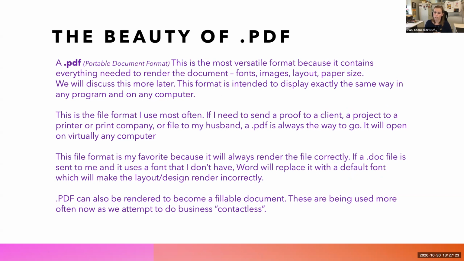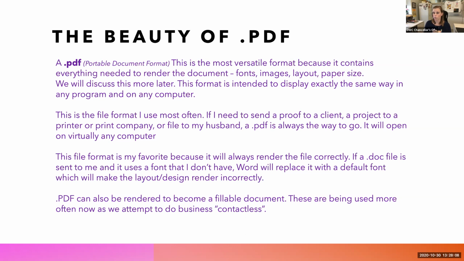So when they double click on that, it'll show exactly how it's supposed to show on any computer with no problem at all. It is the file format that I send for proofs for clients, for projects. If I want to send something to my husband to look at, it will open on pretty much anything. And now you can even open them on most phones. So the .pdf is always a great way to go. Word used to make you go into the print screen in order to save as a PDF. Thankfully, they've upgraded that, and now you can go to save as, and you can choose PDF as your option.